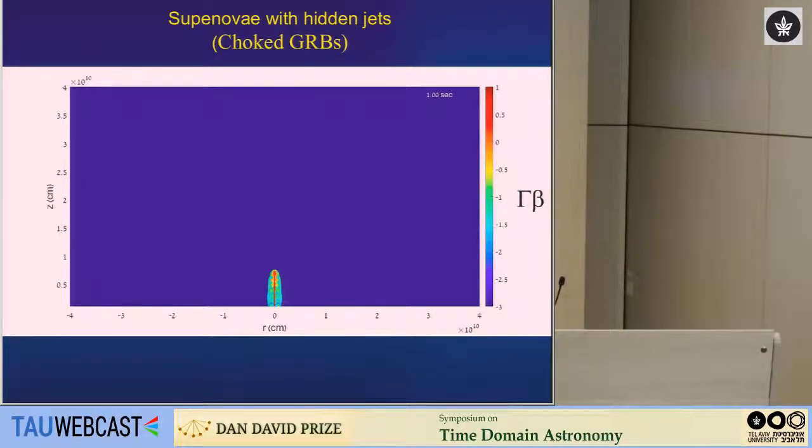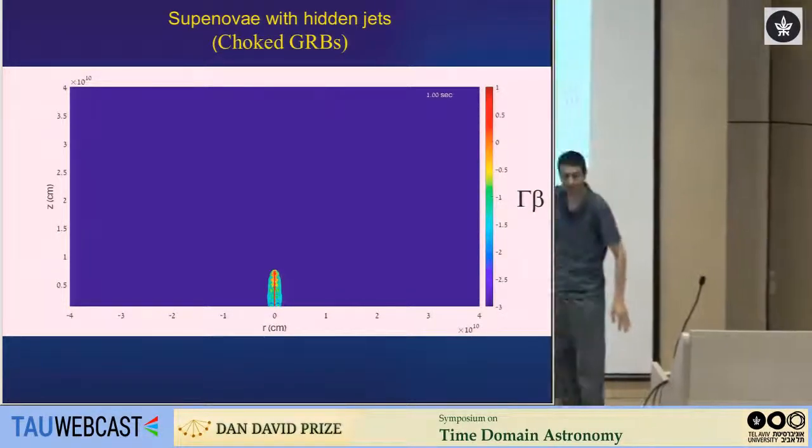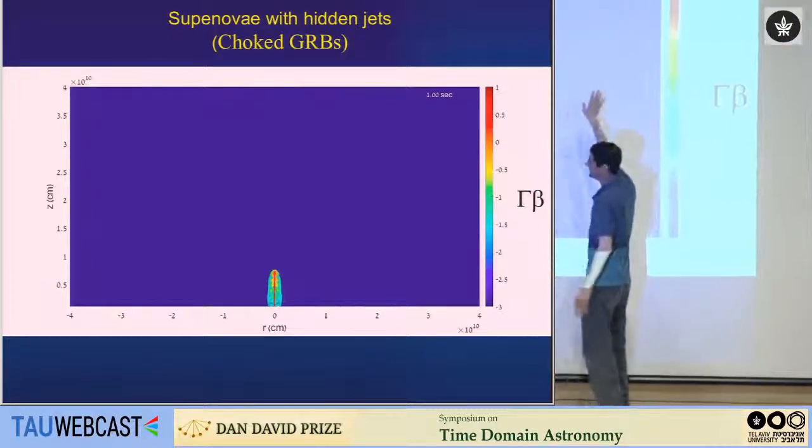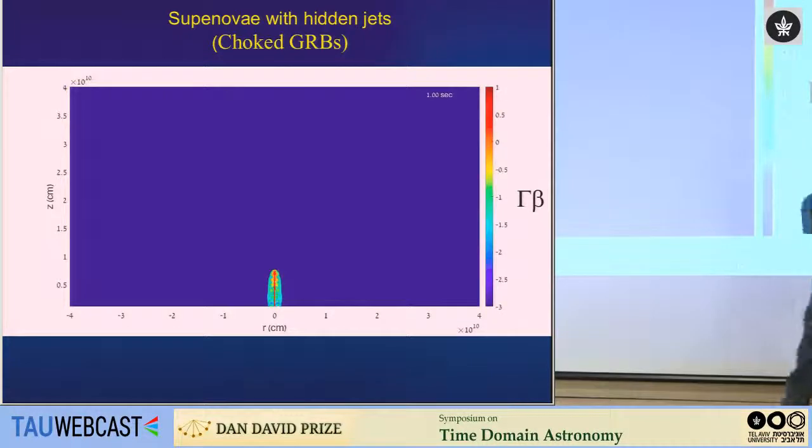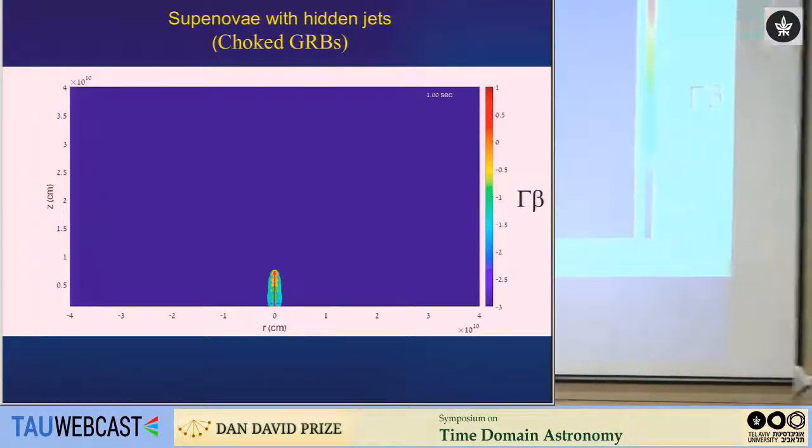So there is a star here, believe me. This is gamma beta, so you don't see the star. And here we are about, the star is the size of the slide, so this is about a quarter of the way out of the star, and here we kill the jet. What will happen?